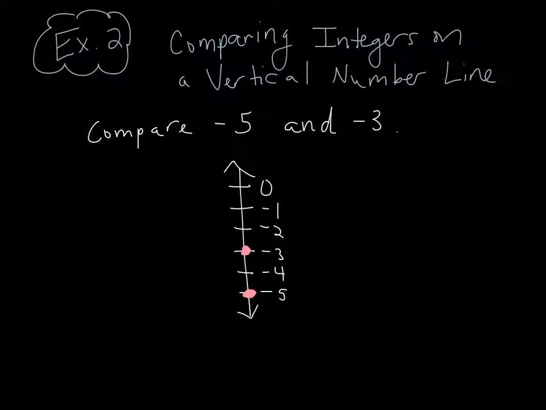According to our key idea that we just wrote, any numbers below or lower on the number line are going to be less than any numbers above. So in this case, because we have to go in order, -5 compared to -3, when we look at them, since -5 is lower, that means it is less than -3.